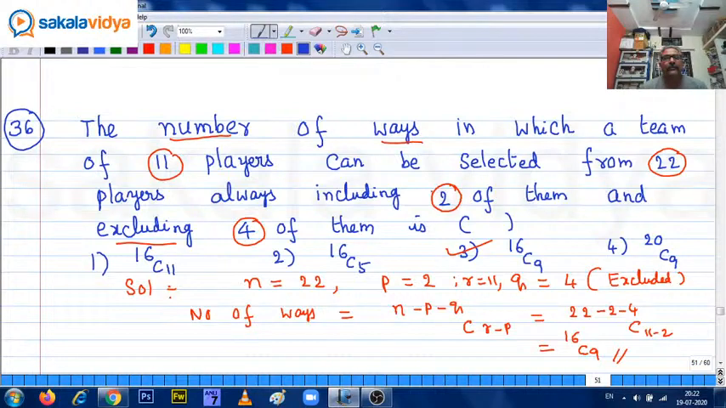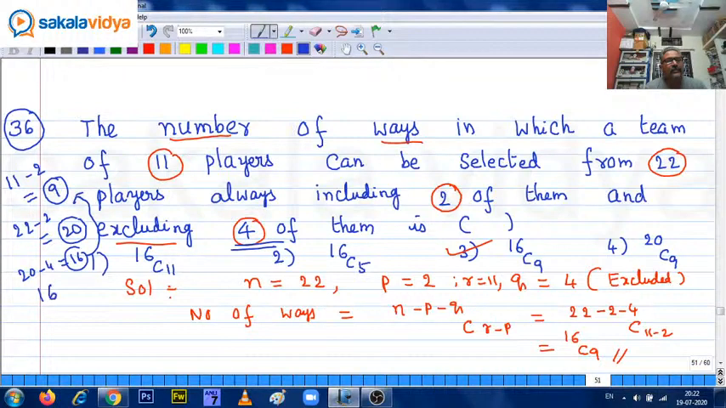Here, two persons are to be included in the team. That means out of 11, already 2 members are selected. That means we need to select 9 persons. Understood now? Already out of 22, 2 persons are selected. 22 minus 2 means now 20 are there. Now what do we need to do? These 4 persons must never be selected. So from the total 20 subtract 4, that is 16. Now from 16, 9 are to be selected. So that can be done in 16C9. That's the answer.